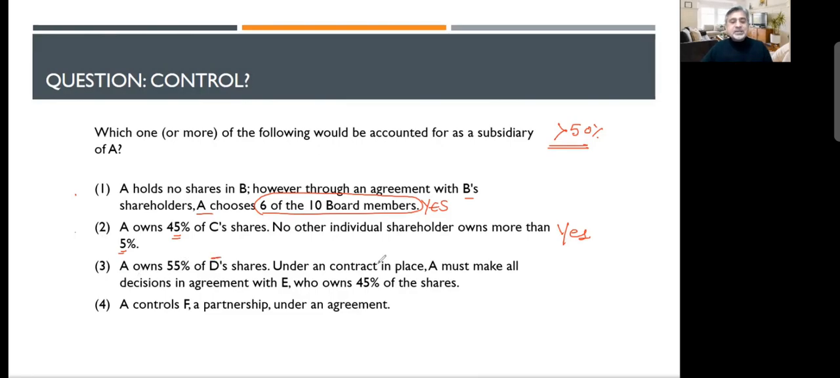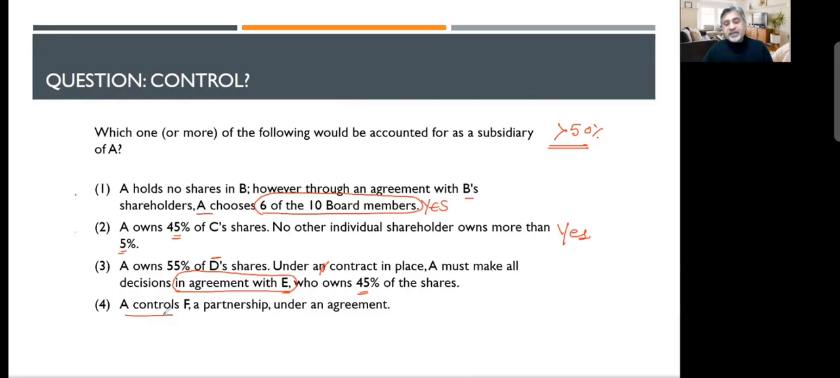A owns 55% of these shares. Under contract, A must make all decisions in agreement with E, who owns 45% of the shares. That is called a joint arrangement, because you have to make all the decisions in agreement with E. So it means that A does not have control. Although A has 55% ownership, A cannot control the activities. The decisions related to operating and financial policies will be made together.